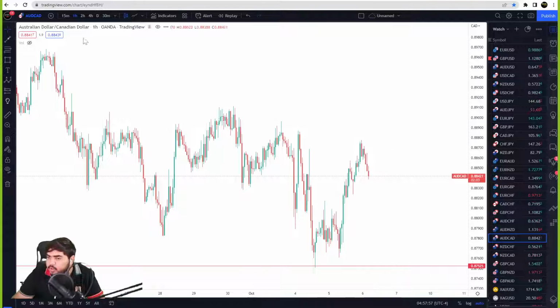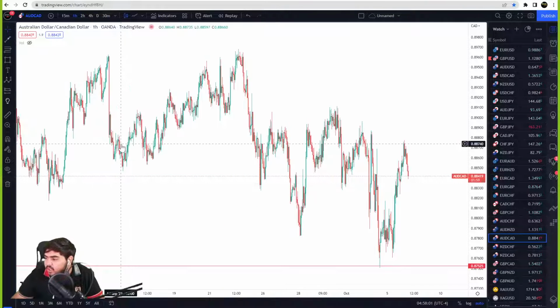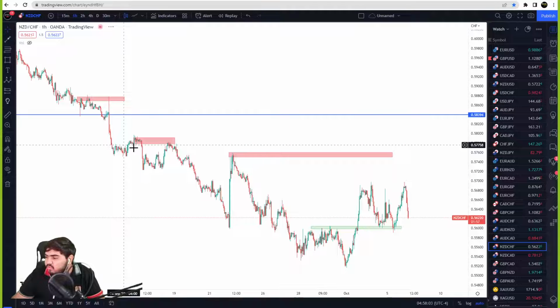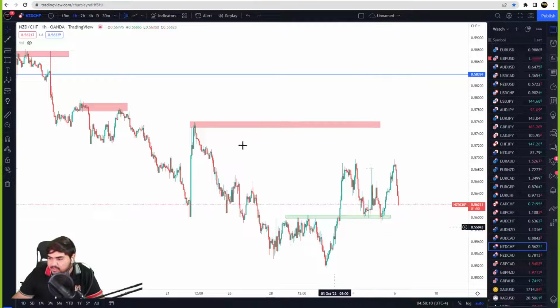Coming up to the AUD CAD, just ranging. There's nothing very clear, so we are not going to jump into this one. NZD CHF already tested this area and went higher. Now I would be just sitting aside on this level.